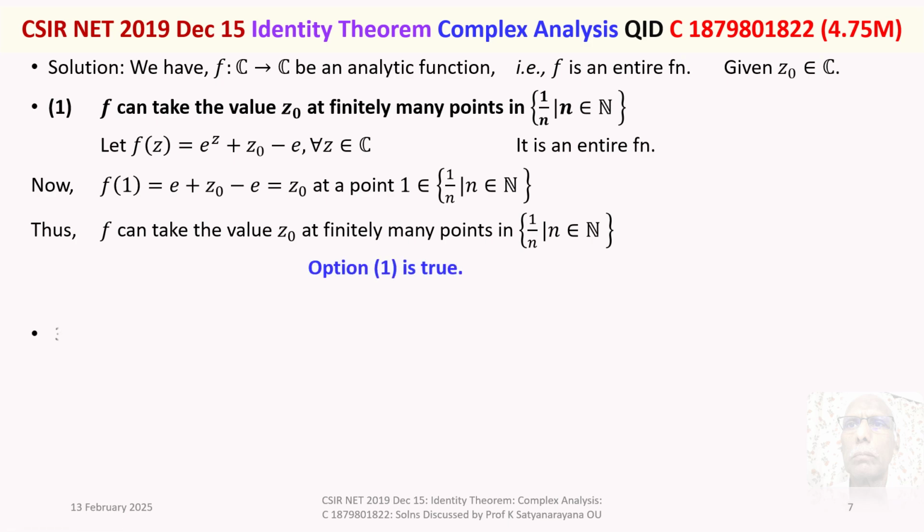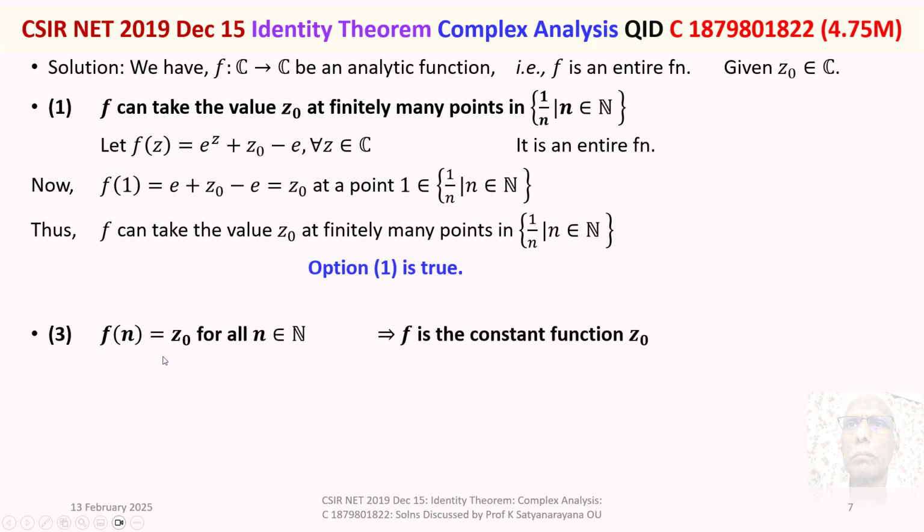Right. We move on to the option 3. f of n is equal to z naught for all n belonging to N. Oh, this time it is taking the value z naught for all natural numbers n. Then f is a constant function z naught. Okay. So consider the function f of z equal to z naught plus sine of pi z. It's a non-constant entire function. Z naught is constant, so it's not a constant function. Therefore, it's a non-constant entire function because sine pi z is entire.